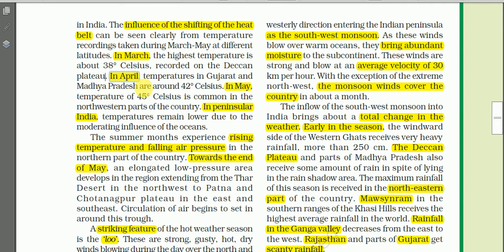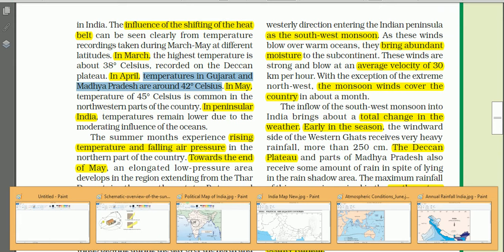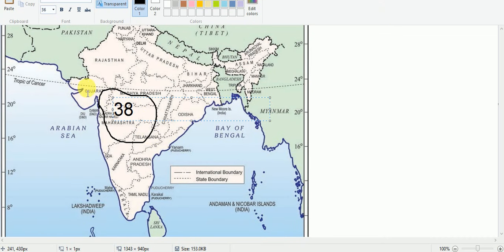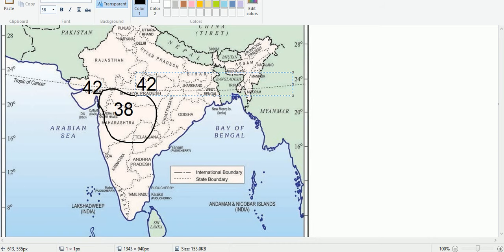Then in April, temperatures in Gujarat and Madhya Pradesh are around 42 degrees Celsius. See here, in Gujarat it is 42, and again here in Madhya Pradesh also 42 degrees Celsius.